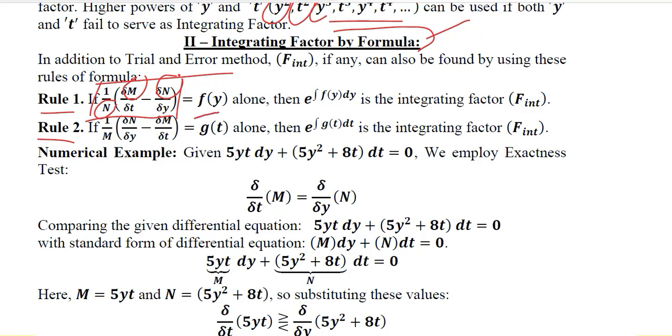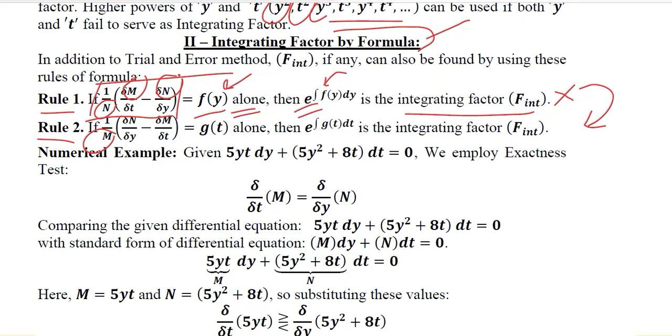The answer, if it is only in terms of y, that is in terms of y alone, then we will take its integral and put in the exponent, and that will be the integrating factor. Then rule 2 is there, because if this doesn't work, then we will come to rule 2. And rule 2 says that we will use this formula in which m is there in the denominator instead of n.